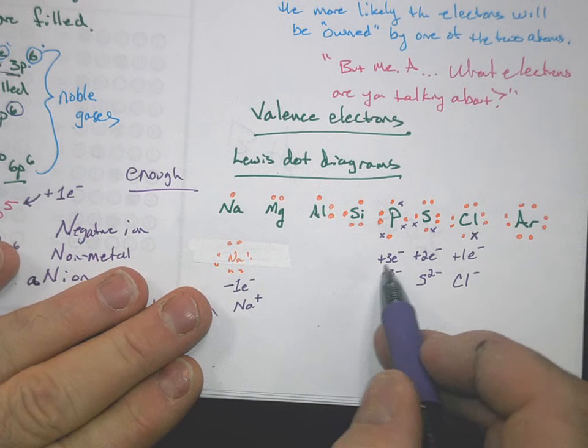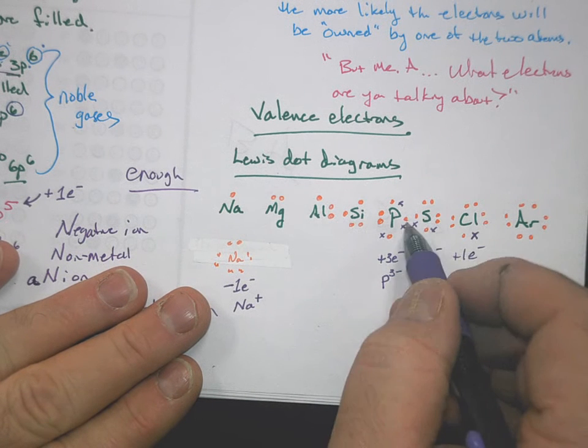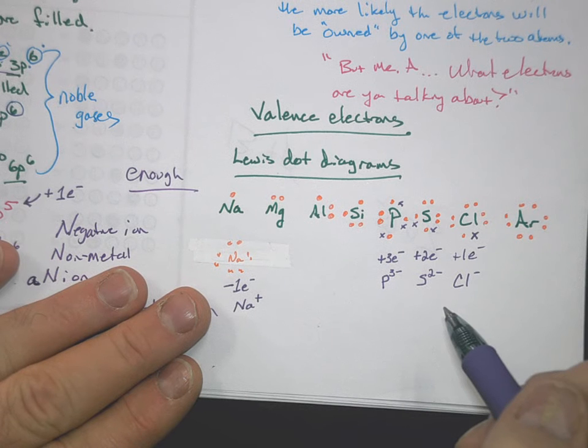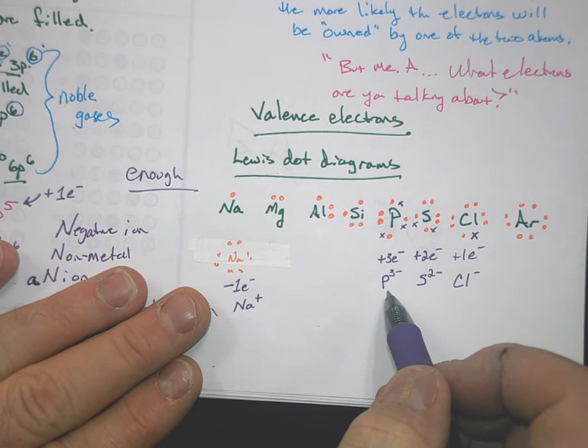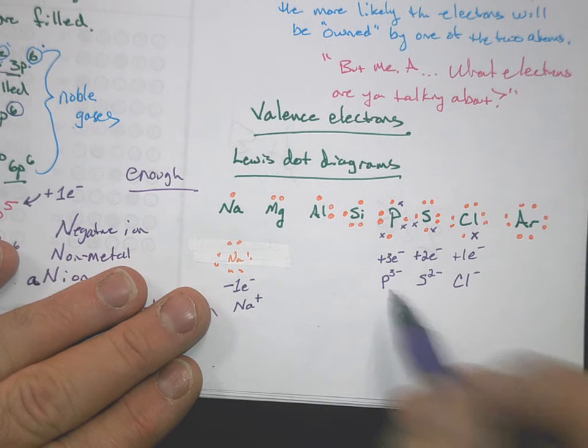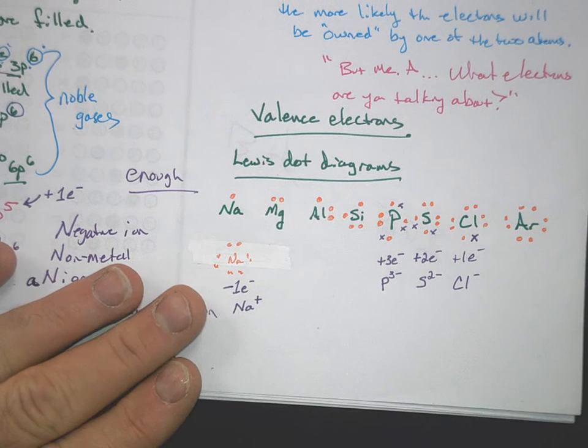Well, what did we do? We gained 3 electrons. If we gain 3 electrons, our charge is going to be... So is that a 5 or a 3? Okay. All right.